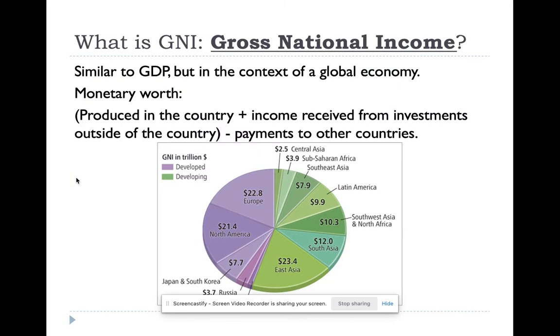All right, which leads us then to GNI, right, which is similar to GDP, but it does give us a global context. So it's the monetary worth produced within a country plus income received from investments minus payments to others, right? So it takes trade into example, it takes globalization, it takes corporations and things like that. And so if you look at, remember that the developed world, right, is only 1/5 of the population, right? So that purple part is only 1/5 of the population, but it accounts for almost half of the GNI. That's the total GNI in the world, right? So that's kind of the haves and the have-nots.